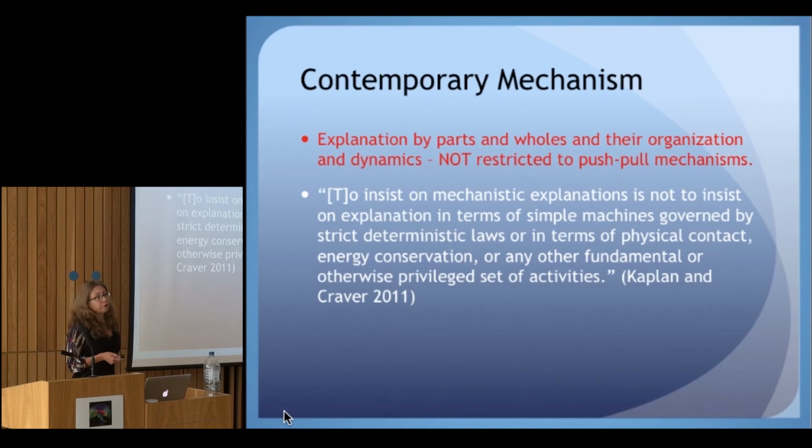The source of capacities, dynamics, processes, features, et cetera, in these mechanistic explanations are not constrained, okay, in certain ways. So Kaplan and Craver, in a recent paper, say to insist on mechanistic explanations is not to insist on explanation in terms of simple machines governed by strict deterministic laws or in terms of physical contact, energy conservation, or any other fundamental or otherwise privileged set of activities.